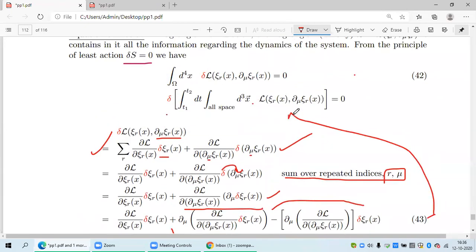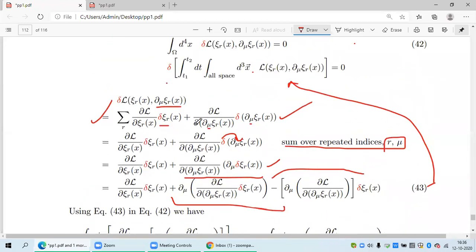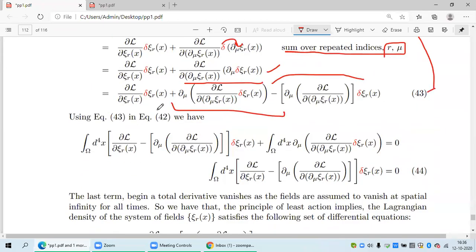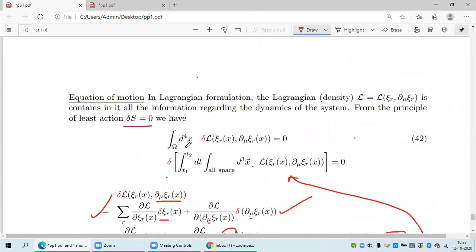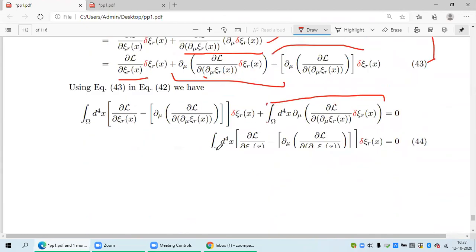back here in this equation, you get this integral d4x into the first term and third term together, plus this term, which is again a total derivative of something into d4x. Clear? Integral over the entire omega. So what does this omega correspond to? Omega corresponds to time wise t1 to t2, space wise all space, from minus infinity to plus infinity.